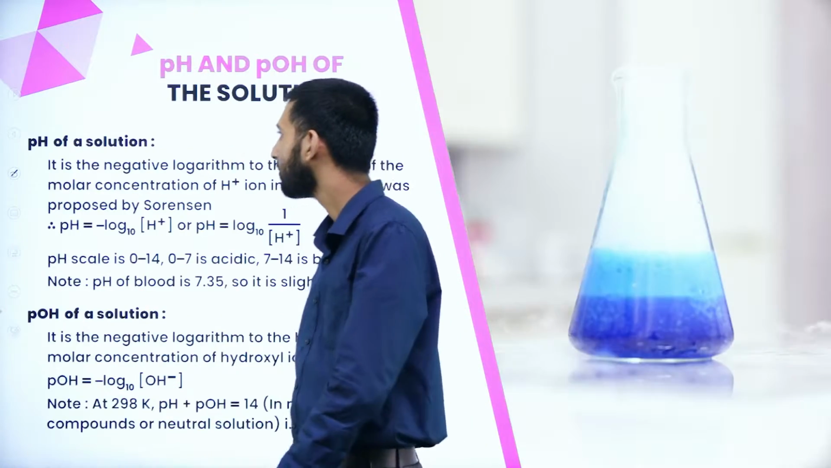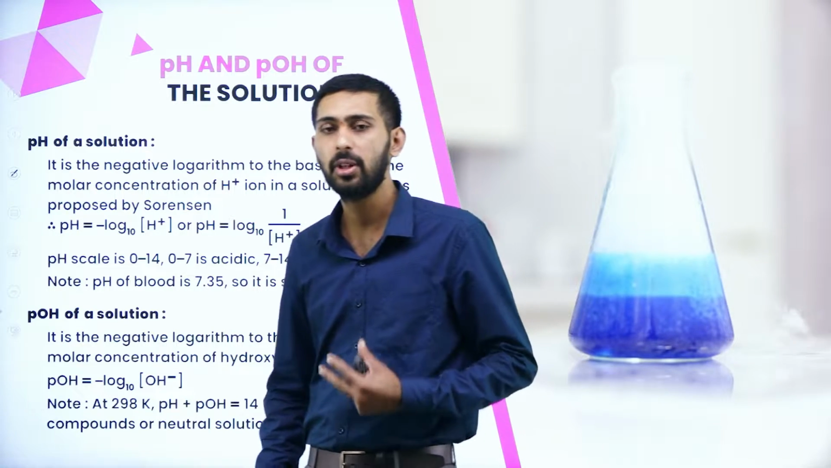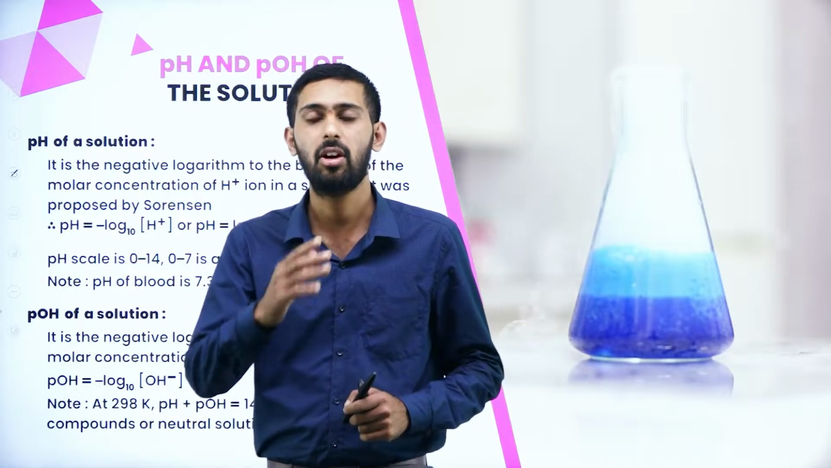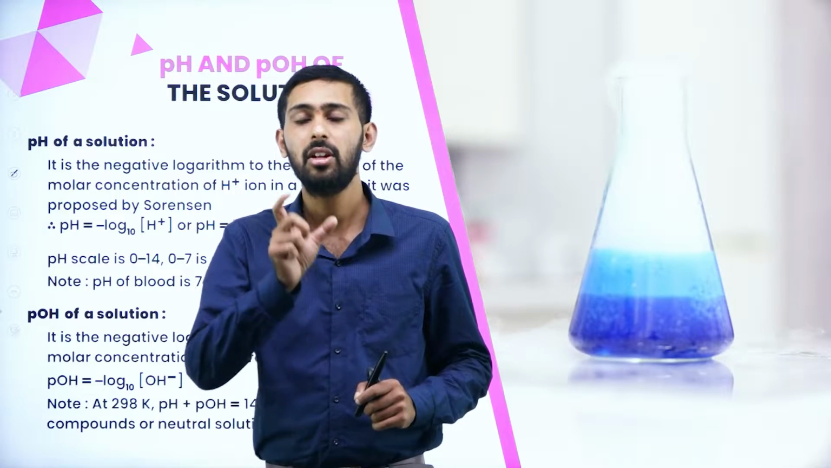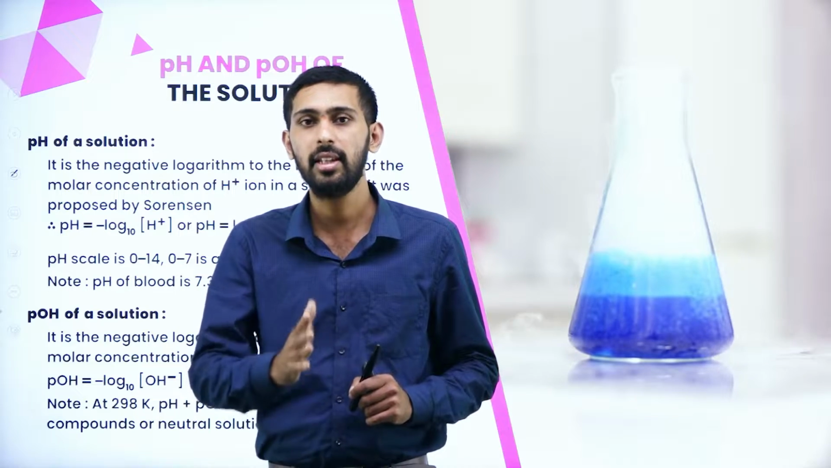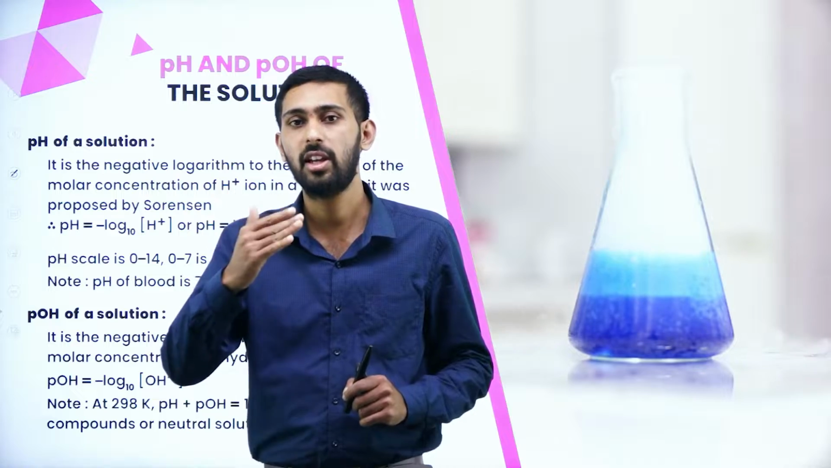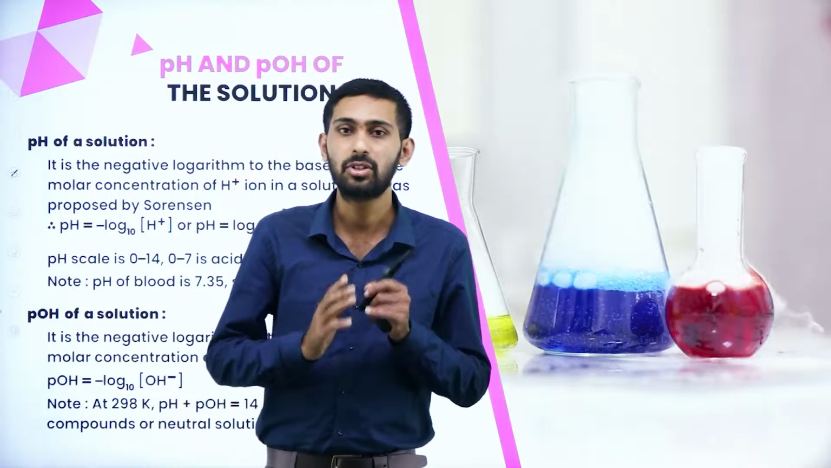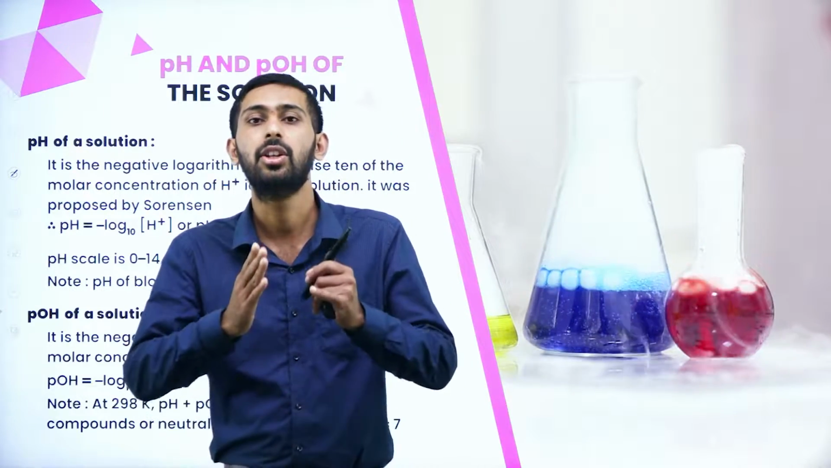Okay. Next thing is pH and pOH of the solution. What do you mean by pH? pH means we should know whether the solution is acidic or not. So they have derived the concept called pH. If your solution has pH less than 7, then it is considered acidic. If the solution has pH more than 7, then it is considered basic. But if the solution has a pH of exactly 7, then it is considered neutral.